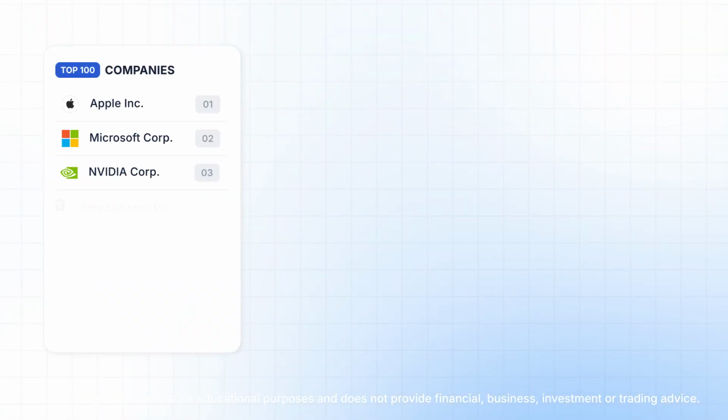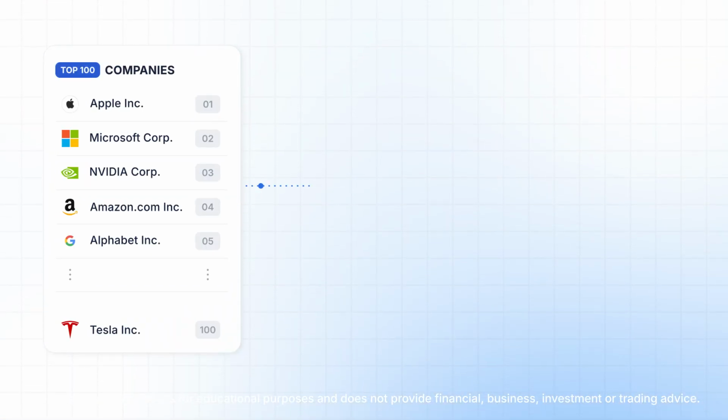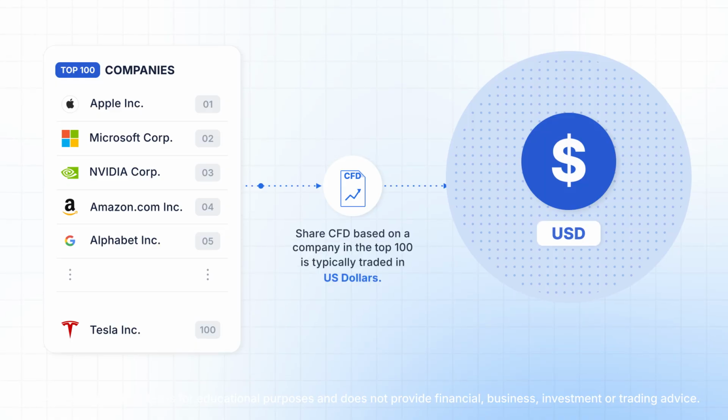Share CFDs are usually traded in the currency of the country where the company is based. For example, if the share CFD is based on a company that is on the NASDAQ 100 list, then it will usually be traded in US dollars.